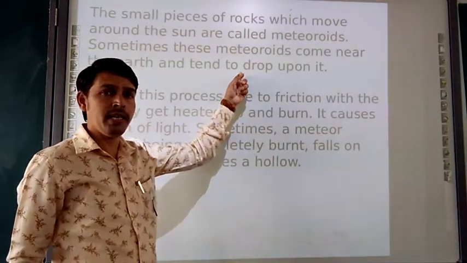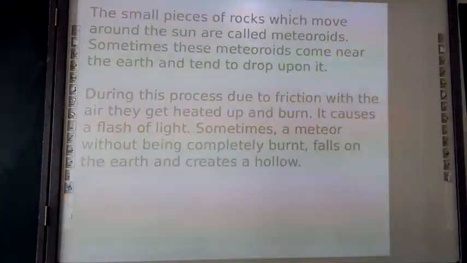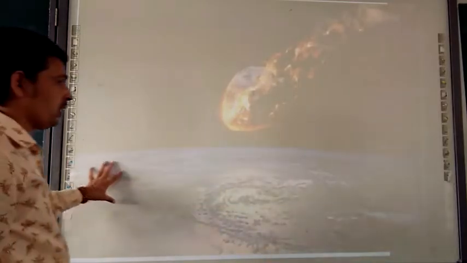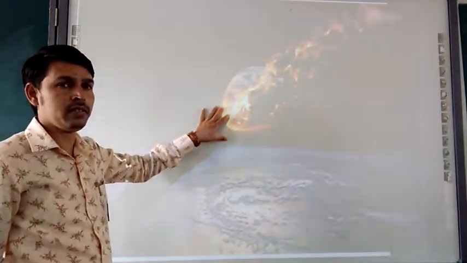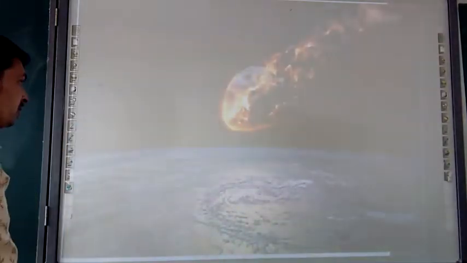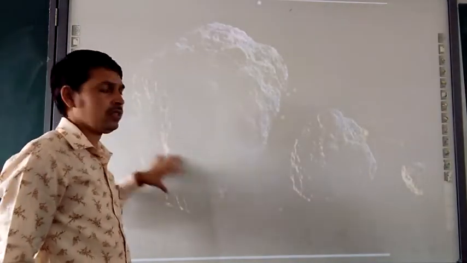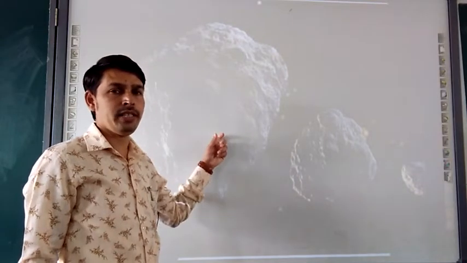For a better understanding, I will show you the image once again. See, the Earth, and these meteorites are coming near to the Earth. See, rock, and they are moving around the sun, meteorites.